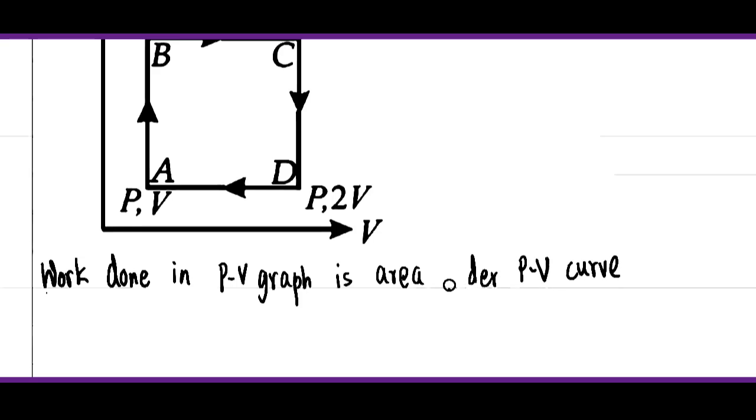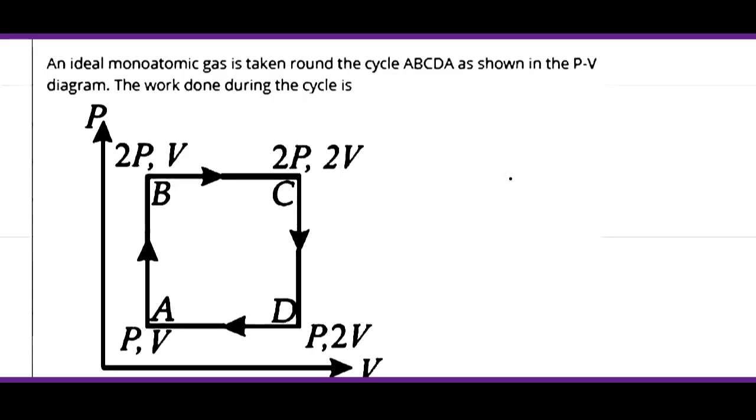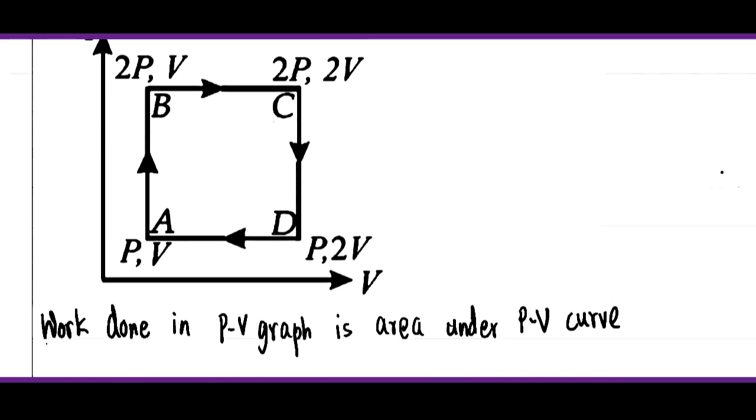Okay, this is basically the area under the PV curve. What we can say over here is that the work done is this area. This square you can see over here, this area will be the work done. You must remember that the work done is the area enclosed by the cycle in the PV graph only.